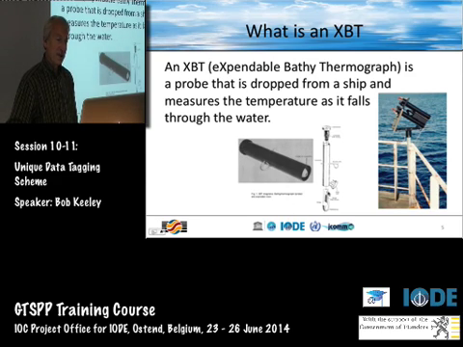With the probe in the bottom here and the spools of wire. This is what an auto launcher looks like. It's mounted on the rail of a ship, in different implementations. You can have 4, 6, 8 tubes. You load them all up with XPTs and then you can drop them or trigger their drop from the bridge. So you don't have to go out individually and drop them like you did in the old days.